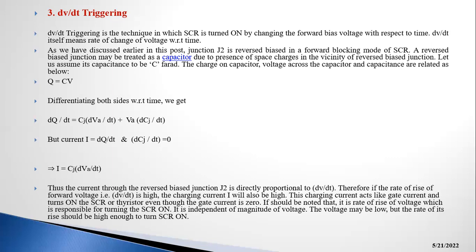Therefore, if the rate of rise of forward voltage, that means dV by dt, is high, the charging current will also be high. So this charging current acts like gate current and turns on the SCR or thyristor even though the gate current is 0. It should be noted that it is the rate of rise of voltage which is responsible for turning on the SCR. It is independent of the magnitude of voltage. The voltage may be low, but the rate of its rise should be high enough to turn on the SCR.